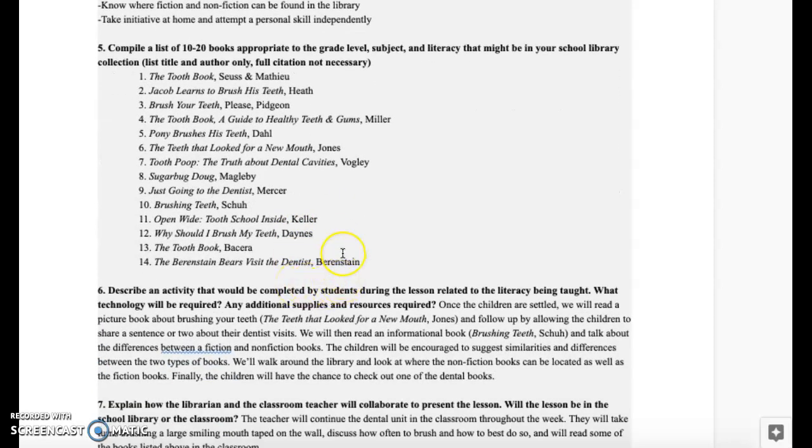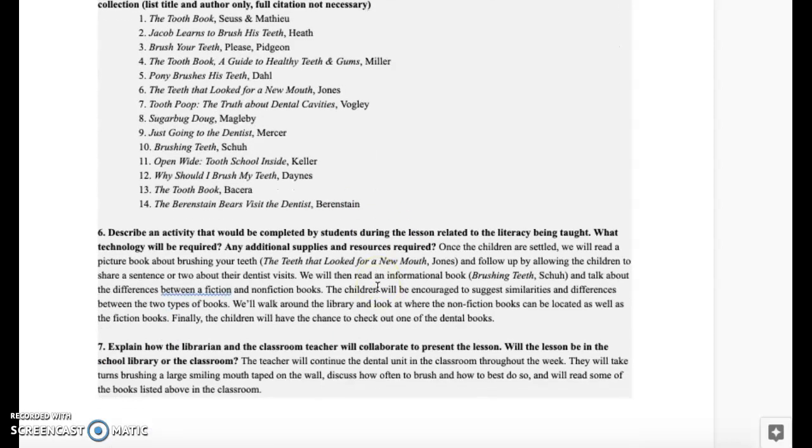Describe an activity that would be completed by students during the lesson related to the literacy being taught. There wouldn't be any technology required for this lesson. Once the children are settled in the library, because these are squirmy kindergartners, that sometimes takes a few minutes, we'll read the picture book about brushing your teeth. The one that I thought would be a good introduction would be The Teeth That Look for a New Mouth, because it is very silly and funny. Children love it. And then we'd follow up by allowing the children to share whatever they wanted. If they want to tell me a sentence about going to the dentist, or what color their toothbrush is, or whatever personal connection they have to this topic. I always welcome them to share, even if it's silly things.